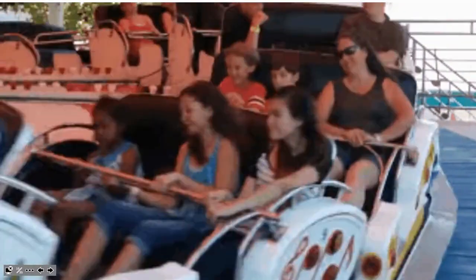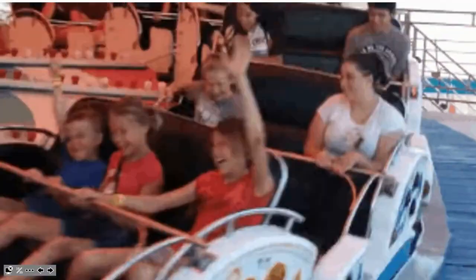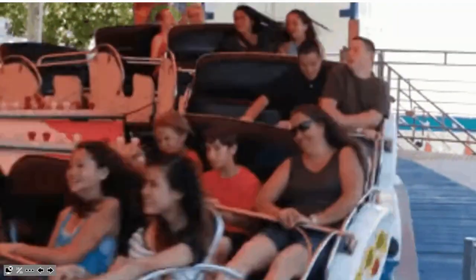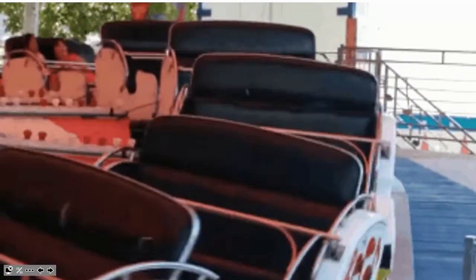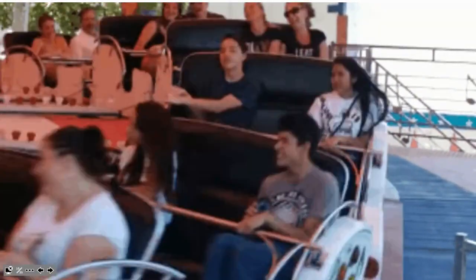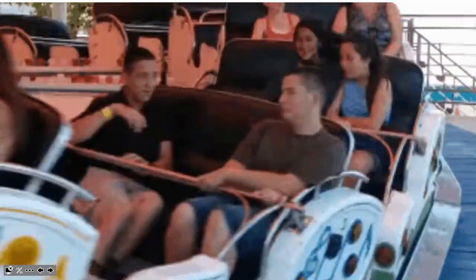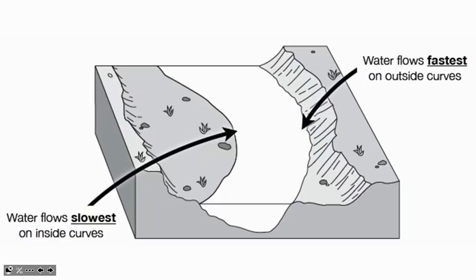Similar as when you're riding the Music Express at Seabreeze. They even make an announcement. Smaller passengers sit on the inside, larger passengers sit on the outside. Because as you go around the turn, you get pushed to the outside. The same thing happens in a meander. As the water goes around the meander, it's going to get pushed to the outside edge.